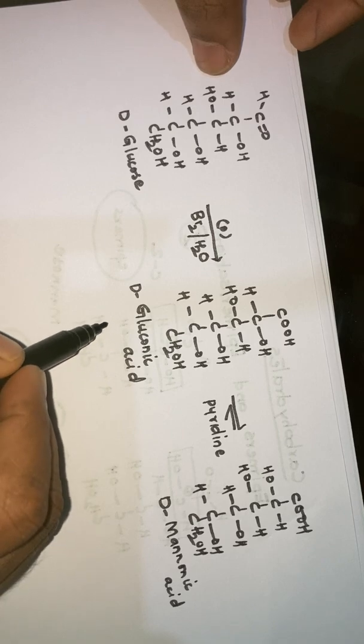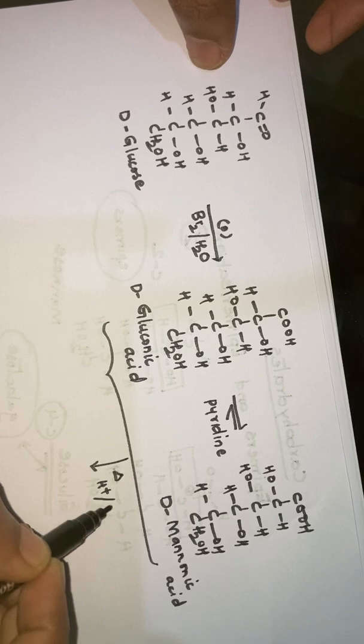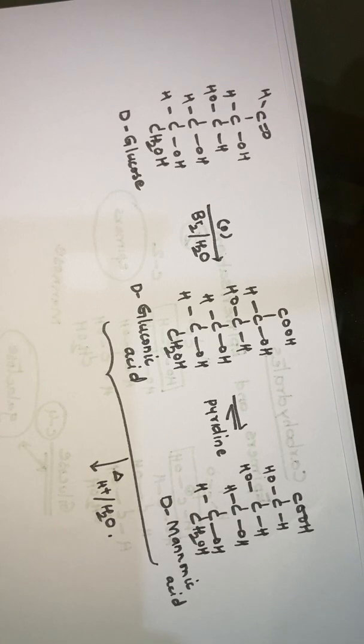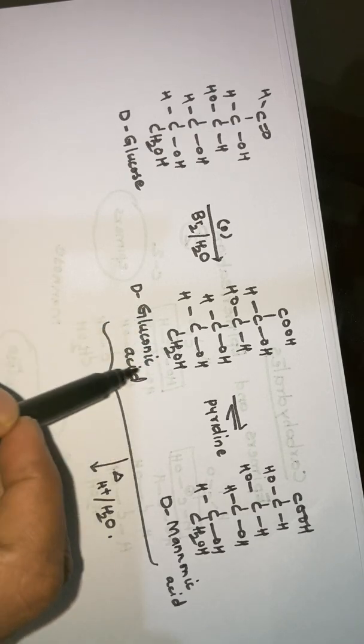Now, you are getting an equilibrium mixture. Then when this is heated, acid hydrolysis is what you carry out. What happens is this gluconic acid gets converted into a lactone, and mannonic acid gets converted into a lactone: gluconolactone as well as mannonolactone take place.